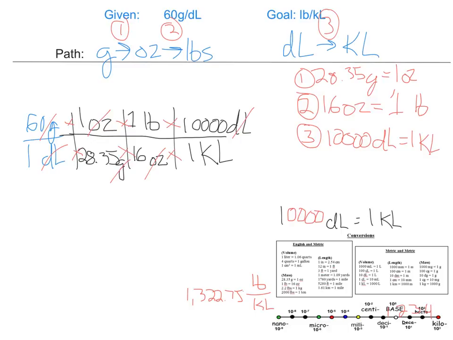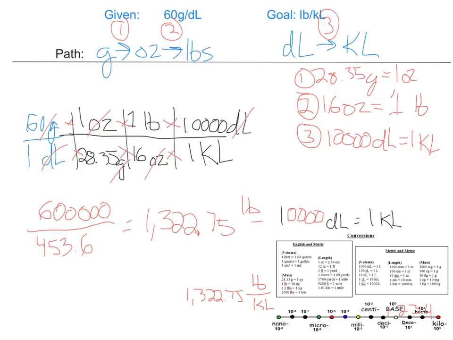And when you plug this into your calculator, you will get 600,000 on top divided by 453.6 on bottom. And when you plug those into your calculator, that gives you the answer that we mentioned earlier of 1,322.75 pounds per kiloliter.